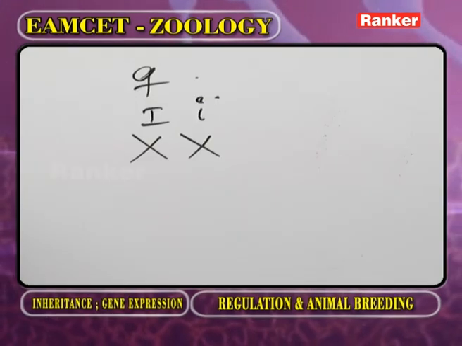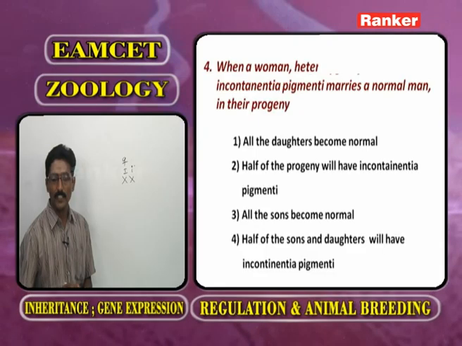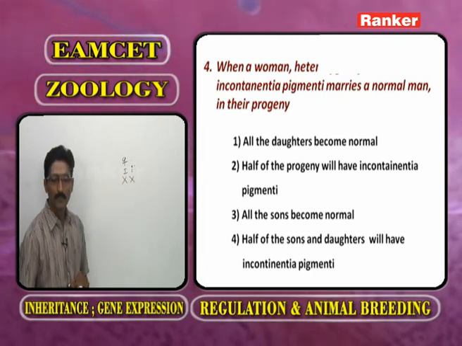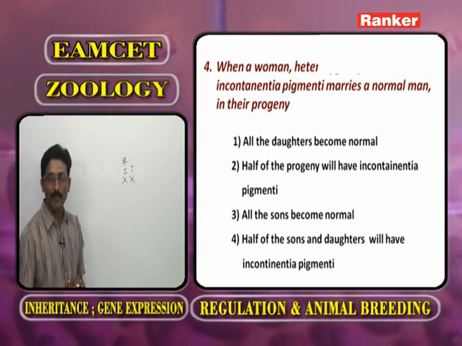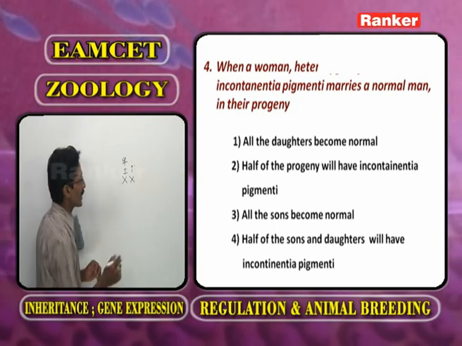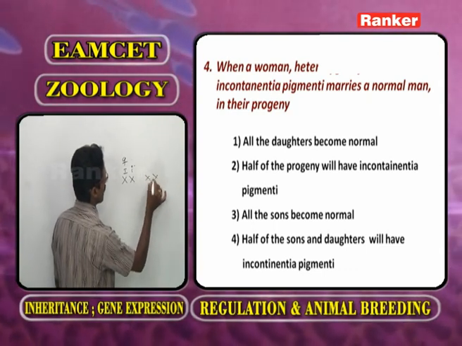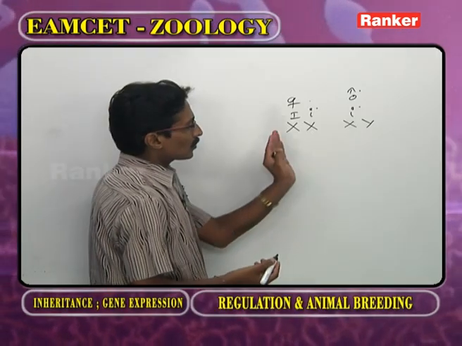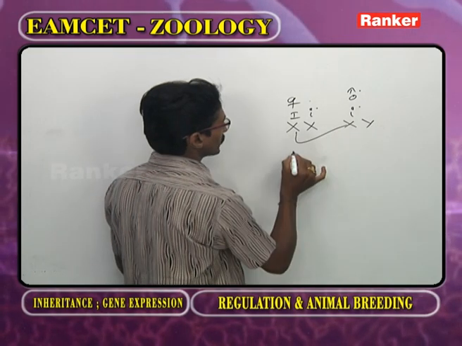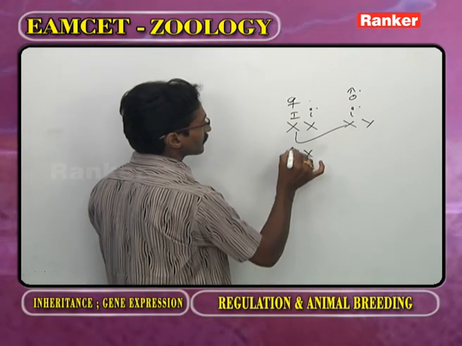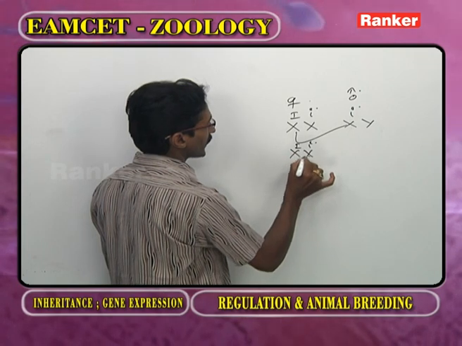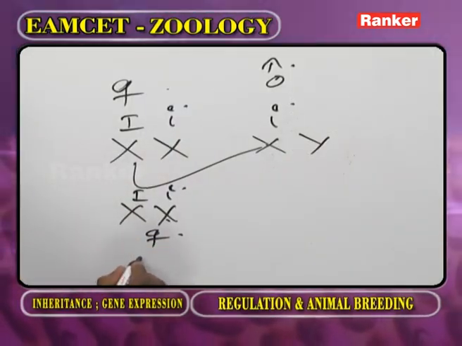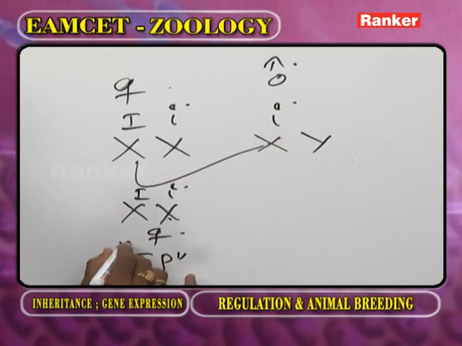Capital I, small i. Because here we are asking a woman heterozygous for incontinentia pigmenti, who now marries a normal man. The man has no incontinentia pigmenti, normal, small i. Now we go for the cross. Capital X, capital X, capital I, small i. XX, female. Now this female has incontinentia pigmenti.